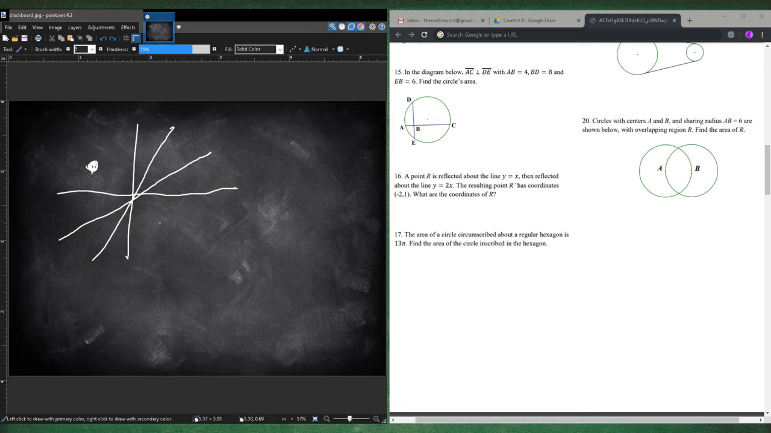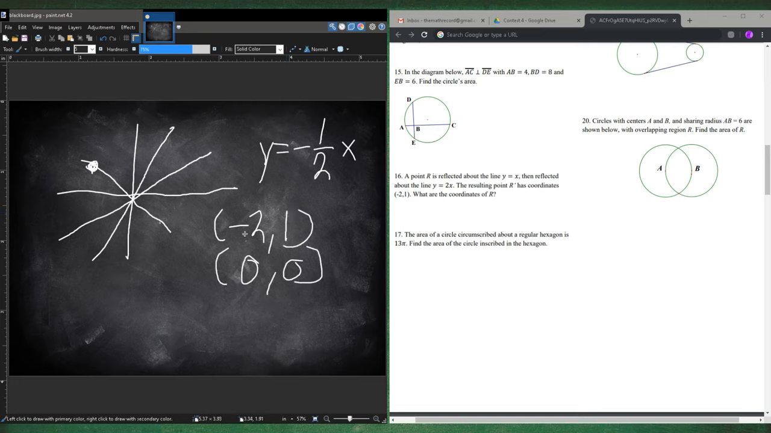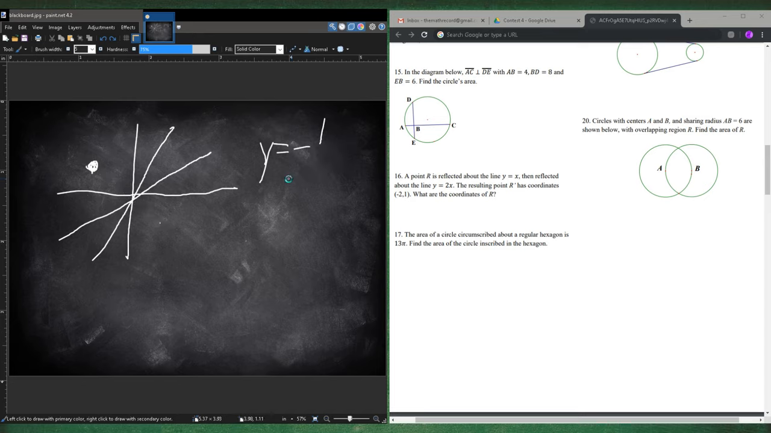The perpendicular line of y = 2x is y = -1/2 x, and it has to go through the point (-2, 1). Plugging in -2 gives 1, so perfect, it goes through that point. This line goes through the origin, (0, 0). From -2 to 0 you add 2, so the other side adds another 2. From 1 you subtract 1. So the other point is (2, -1).